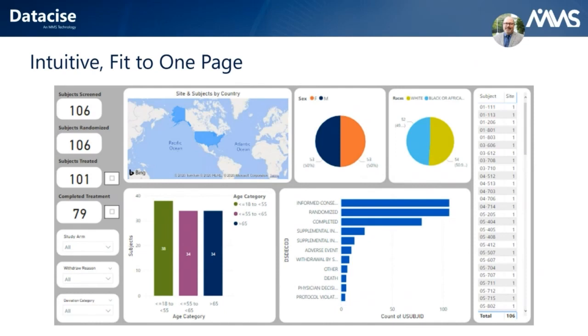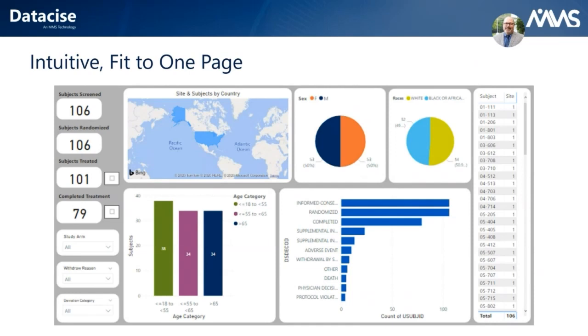For those dashboards where you might have a number of different domains that you want to try to show, this is a good example. Again, we have the slicers on the left and subject numbers on the right, and then what is it that we're trying to show? Perhaps where your sites are located, some of the demographics of the subject, maybe some of the dispositions. So you have a number of different domains here, fit them to one page, but keep it simple.